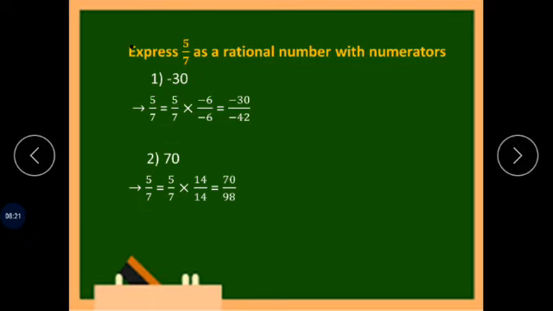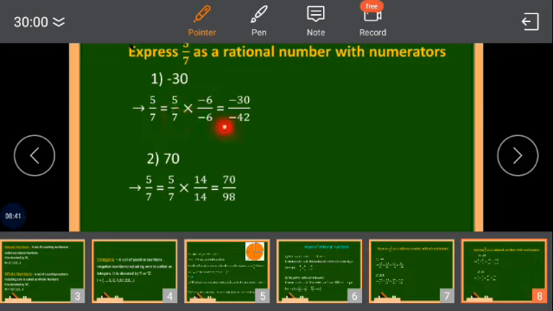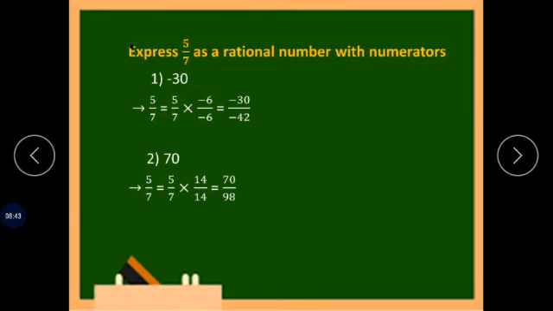The next example: express 5 upon 7 as a rational number with the numerator minus 30. Now here, children, we have to represent the numerator as minus 30. What should you do? First write the given example, 5 upon 7. Now after writing 5 upon 7, at the numerator place first write down minus 30. Now here the numerator has a negative sign.